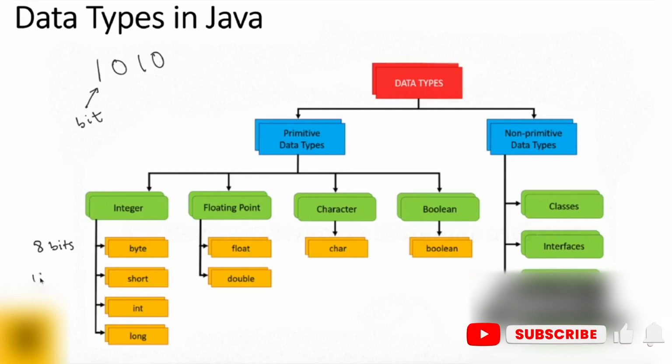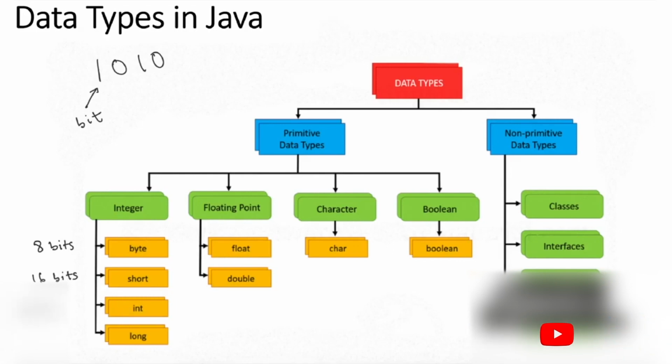Short can store 16 bits. Integer can store things that are 32 bits long. And long can store integers that are 64 bits long. All of these can only store integers, so keep that in mind.